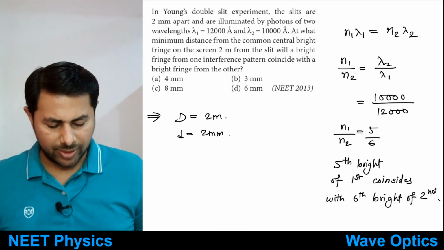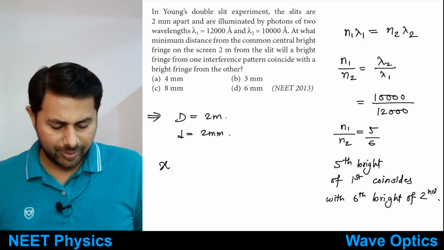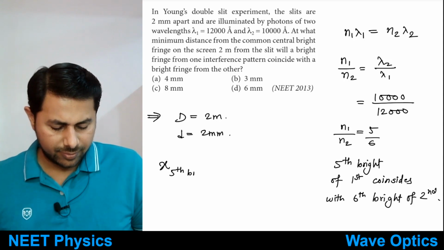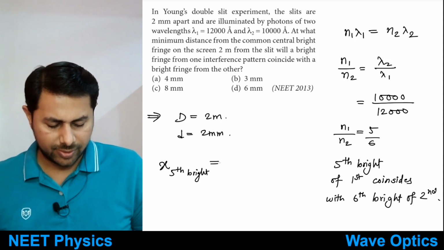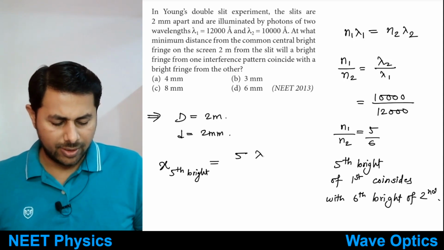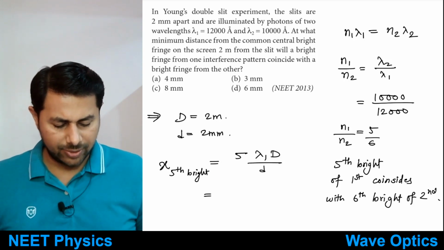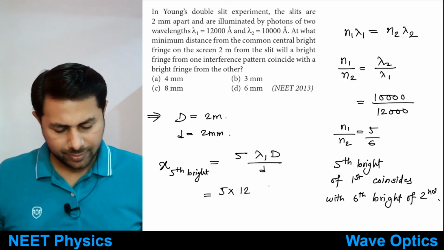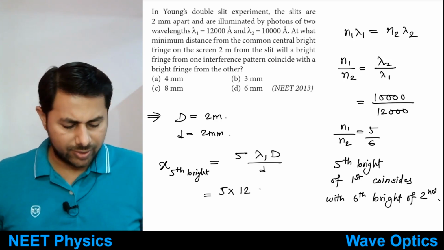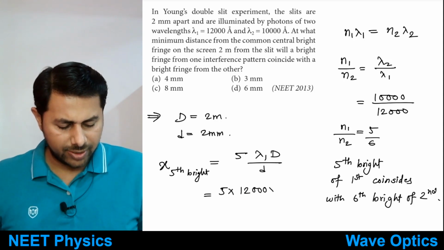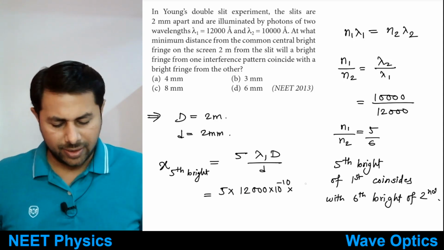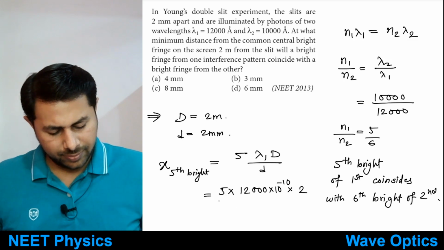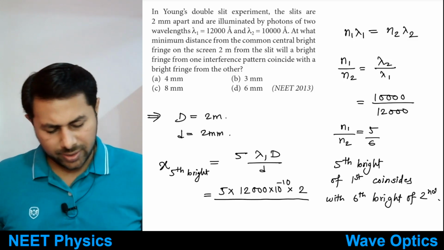So x would be equal to x of fifth bright for first, which would be equal to 5 times lambda 1 times capital D by small d. Let's put the values. So it is 5 times, lambda 1 is 12,000 angstrom unit, which means 12,000 into 10 raised to minus 10. Capital D is 2, small d is 2 mm.